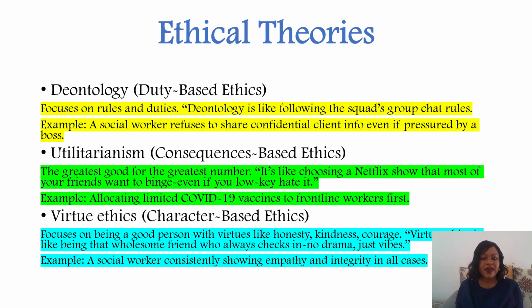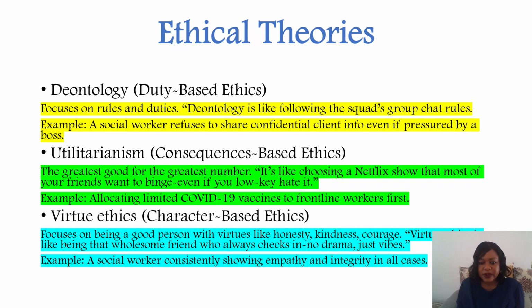Then another ethical theory that guides us in decision making is utilitarianism. That is consequences-based ethics, from the word utility. Utility is widely utilized, like water, electricity. Those are utility bills, widely consumed. They cover a large group of people, or the majority of people, or almost everyone. It's almost universal. So this believes in the greatest good for the greatest number.